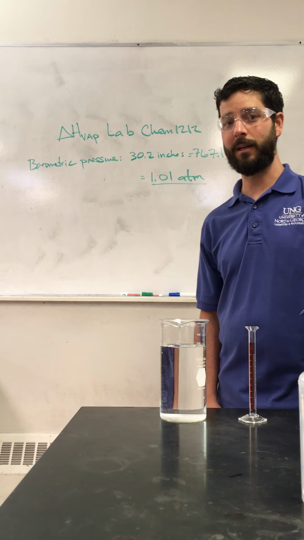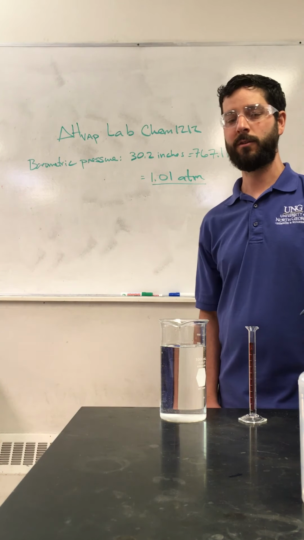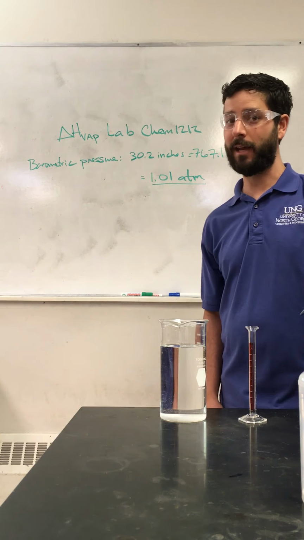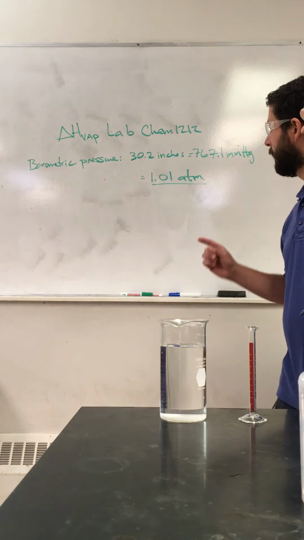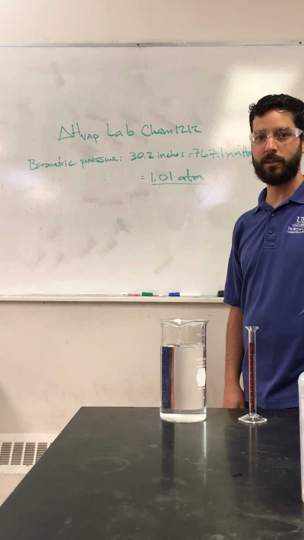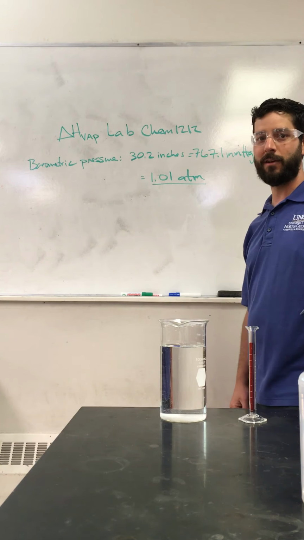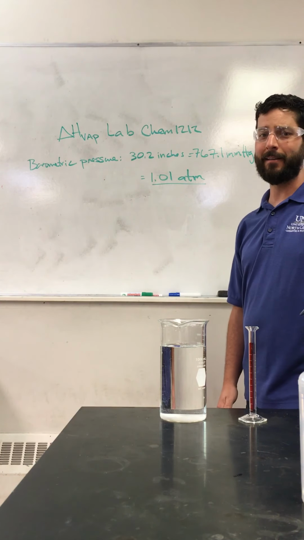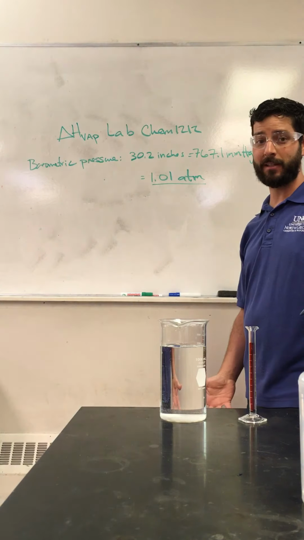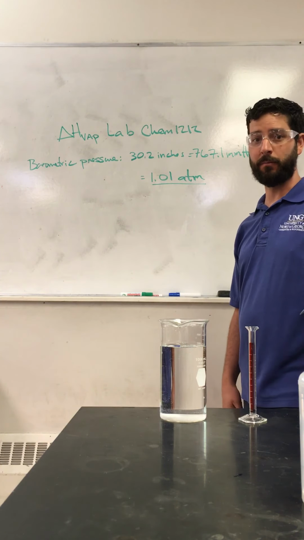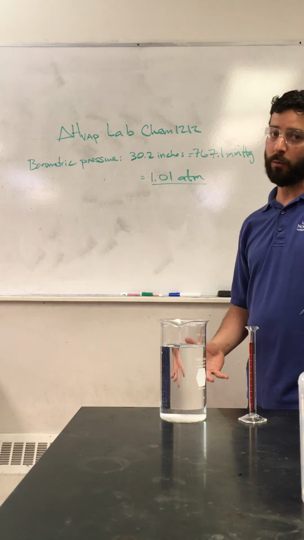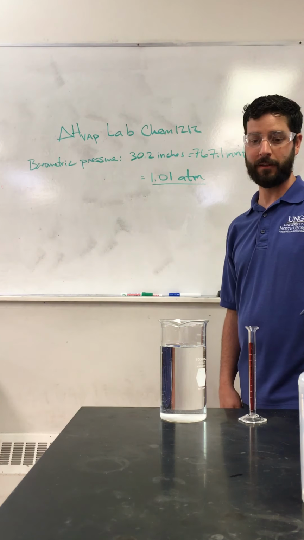The first thing we need is the barometric pressure. Barometric pressure is atmospheric pressure, and it has to be collected on the day that you do the experiment. Today we looked it up. It's 30.2 inches, which translates to 767.1 millimeters of mercury. If you convert it to atmospheres, 760 millimeters of mercury is 1 atmosphere, so we're just slightly above 1 atmosphere. That would be 1.01 atmospheres.